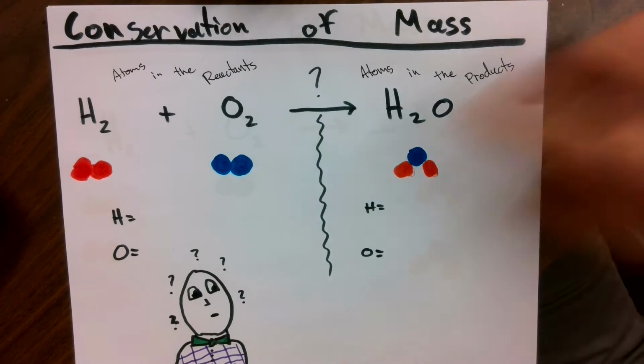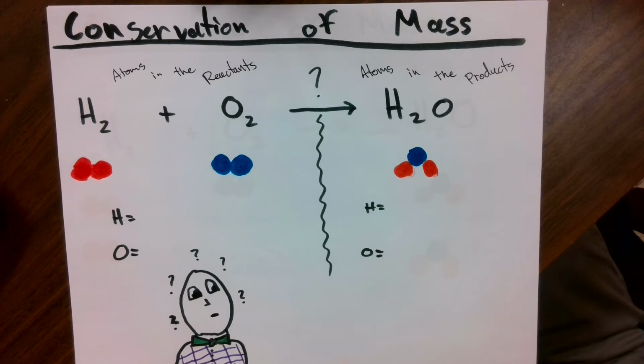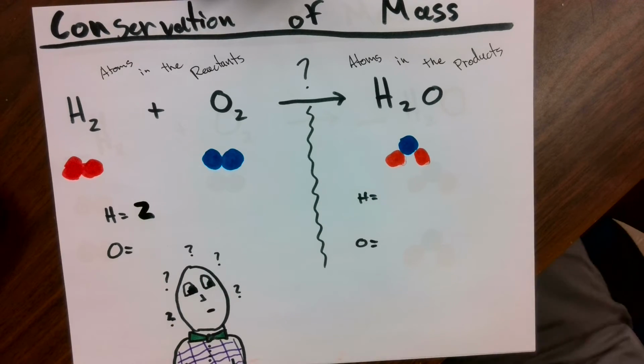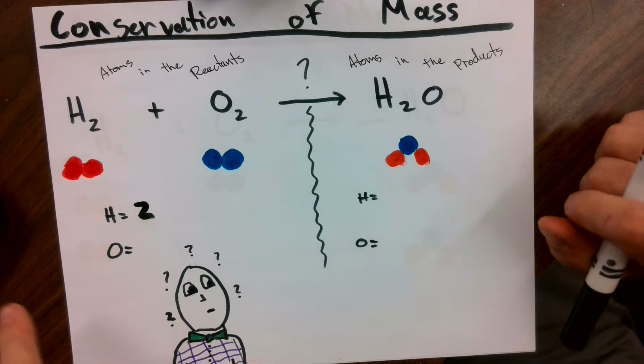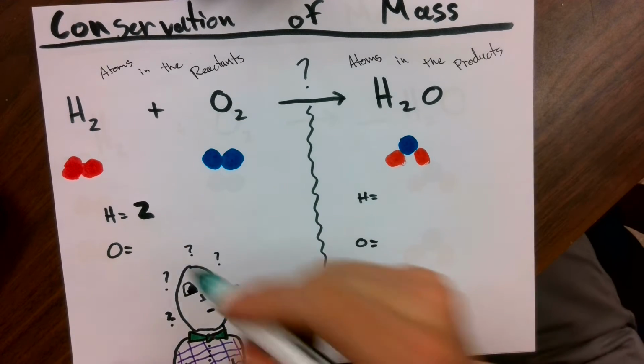So let's take a look at this one right here. Okay, well, I have 2 hydrogen here. Okay, so I'm going to put a 2 there, 2 hydrogen right on. How many oxygen do I have? I've drawn them down here, so I have 2 blue circles, or that 2 subscript, okay, so 2.